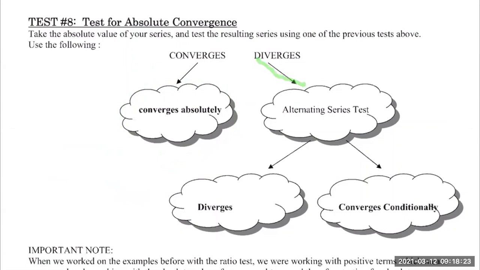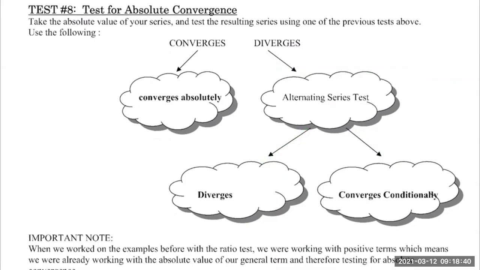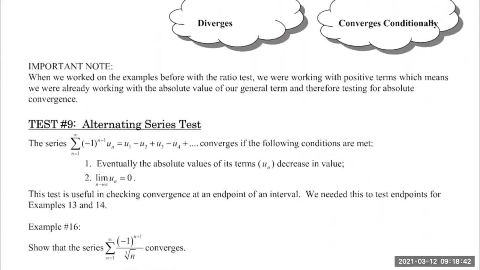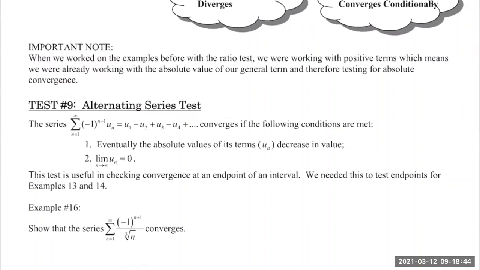The next few examples, when you take the absolute value, you're going to find that it's divergent. If it's divergent, you're not done. You have to then move on to test something called the alternating series test to determine if it converges conditionally or if it truly does diverge. So let's move on to an example and see what that means. The alternating series test is our last test for today.